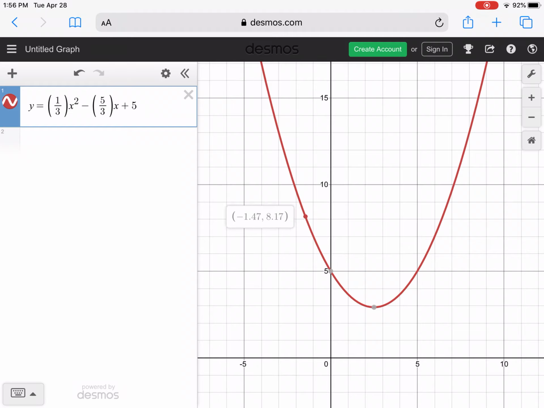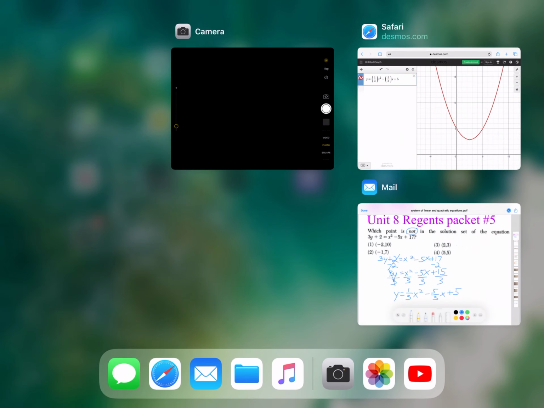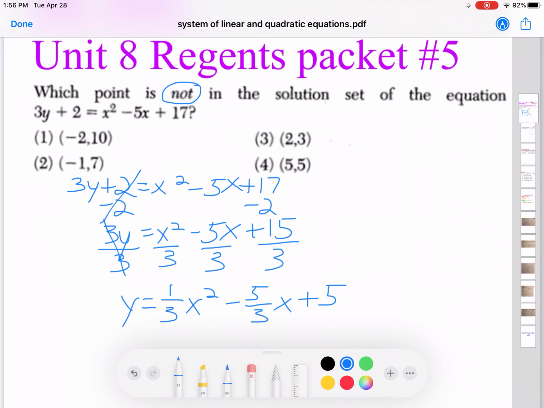So it looks like our first answer choice rather is going to be the case, because at -2 I get 9.667, which is not exactly equal to 10. So looking back at our answer choices, we see that choice 1, this point, is not part of our solution. It is not on the graph.